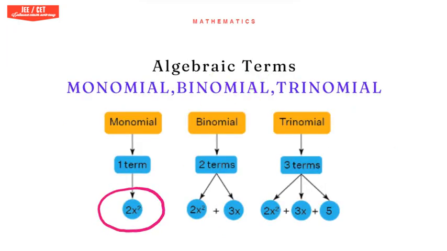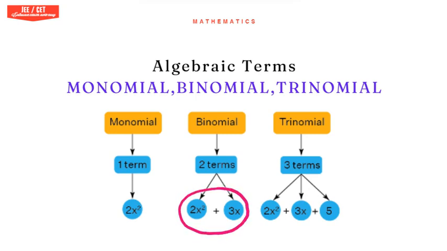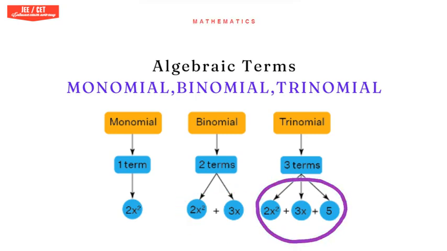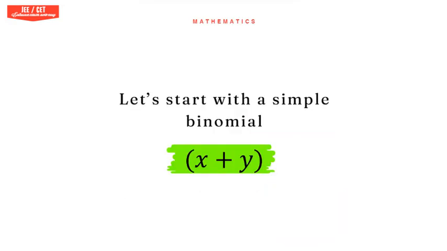In the diagram, 2x square is a monomial, 2x square plus 3x is a binomial, and 2x square plus 3x plus 5 is a trinomial. Our focus of discussion today is about binomial.